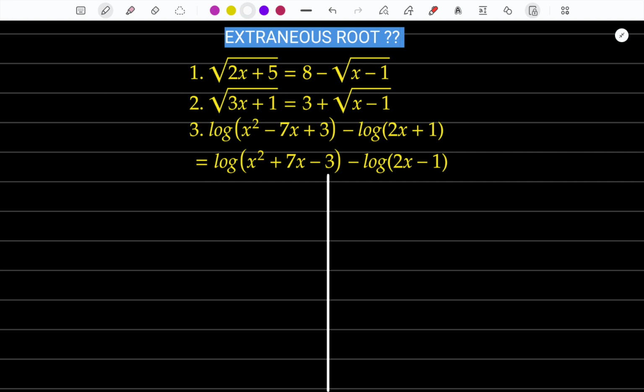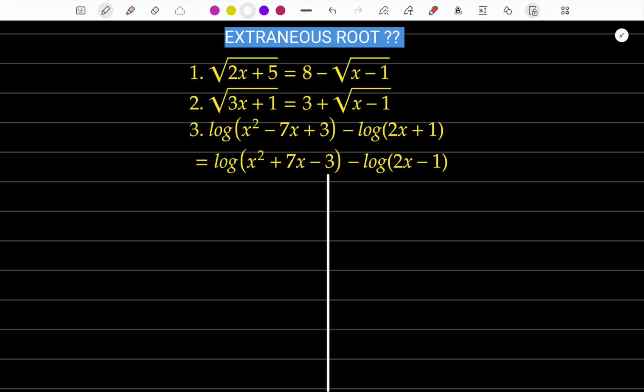Today I am going to explain some of the equations. When we solve them, we will get some extraneous roots. Some of the equations I have written on the screen, you can observe that. Now we are going to solve those 3 equations and check what the extraneous roots are in each case. Okay, so let us see the first equation here.